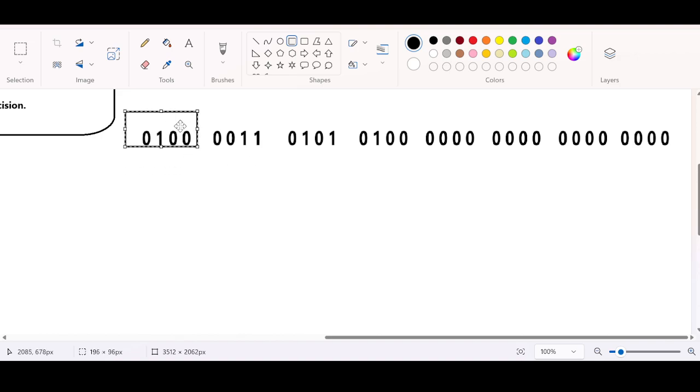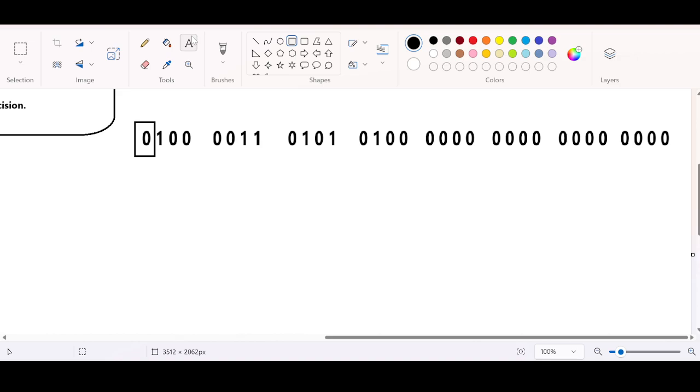Just count the number of bits: 4 plus 4 is 8, 12, 16, 20, 24, 28, 32. Totally there are 32 bits, right?